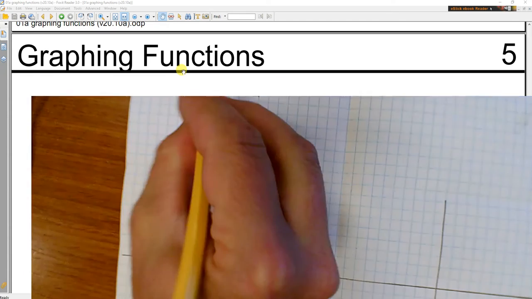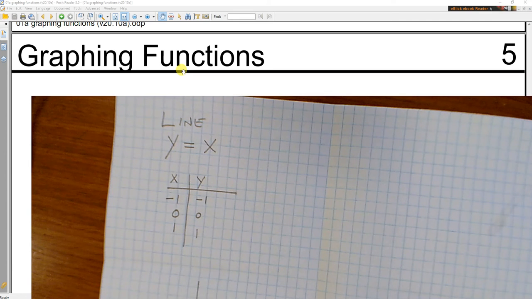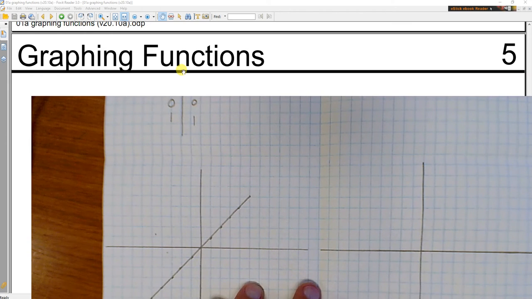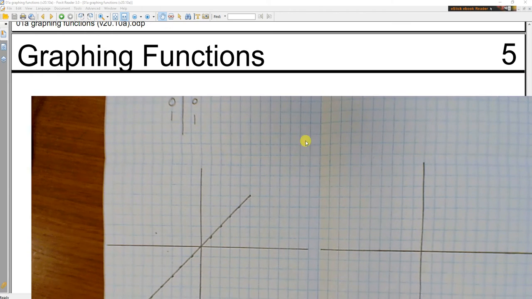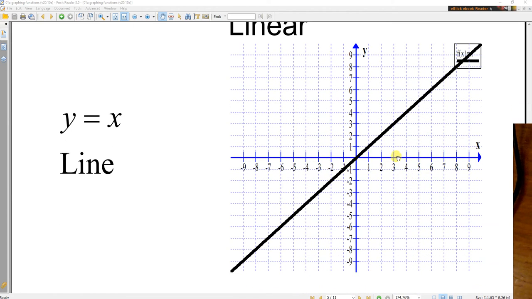And when I start adding numbers to it or putting numbers in front of the x, it starts changing the line around. But this is the most fundamental basic line out there. Y equals x gives me that line. Our next one, and there it is. Our most basic y equals x line is right there.